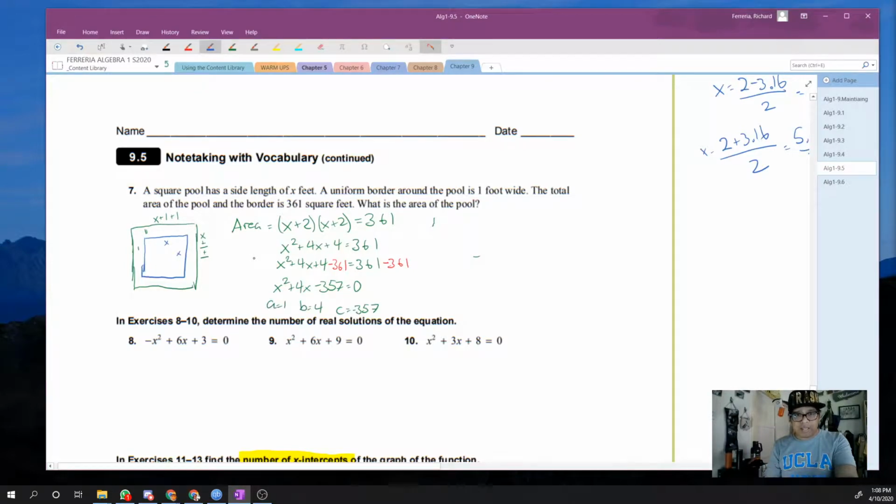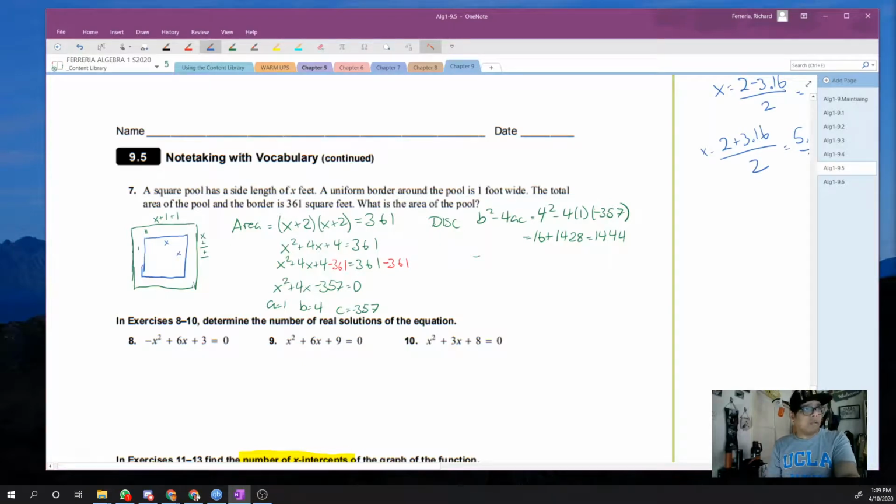Values of a, b, and c are 1, 4, and negative 357. Just like I did last time, I'm going to figure out the value of the discriminant. So the discriminant is b squared minus 4ac, which is 4 squared minus 4 times 1 times negative 357. Those are really big numbers, which is 16 plus 1,428, or just 1,444.